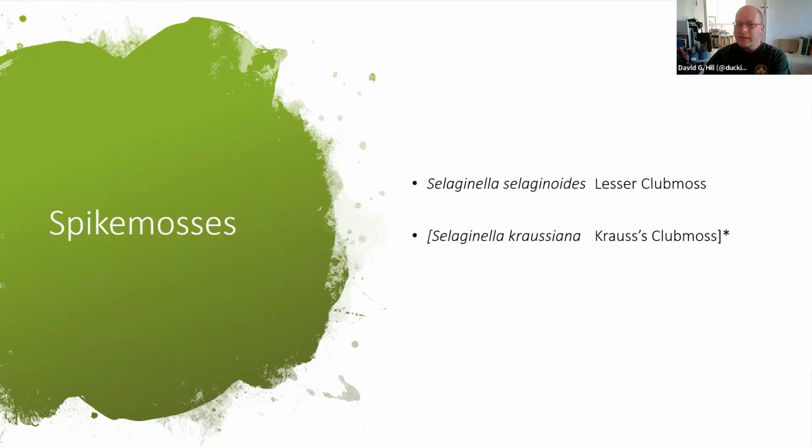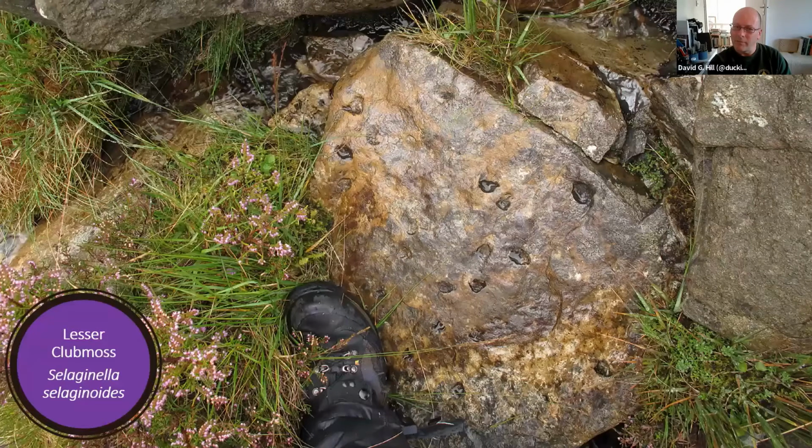Spike mosses. Again, these are heterosporous, so they have 2 types of spores, a large female megaspore and a small male microspore. We have 1 native and 1 introduced species in Wales and the UK. Very small representation, because this is the largest genus of lycophytes worldwide, 700 species worldwide. You do find them in the horticulture trade as well, so it's starting to become popular in garden centres.